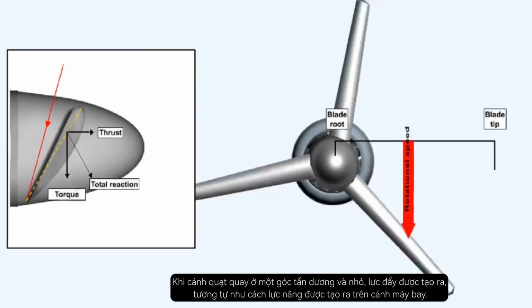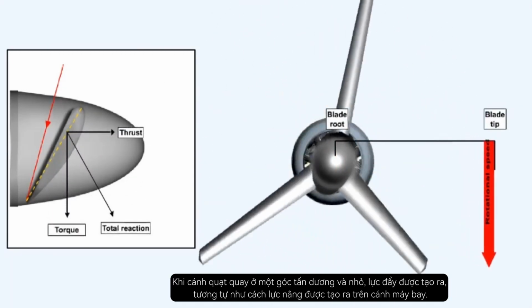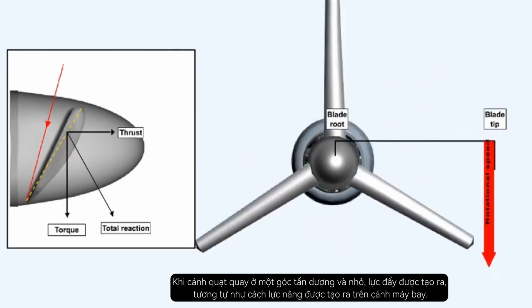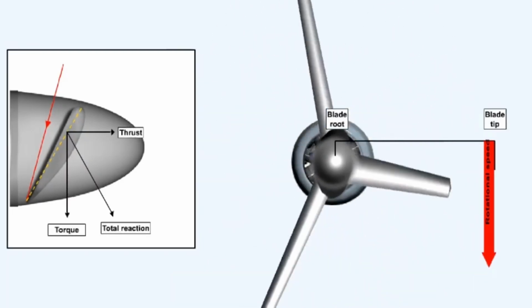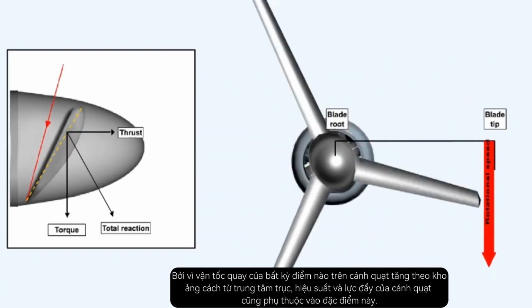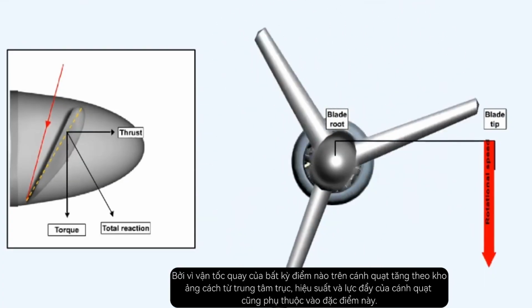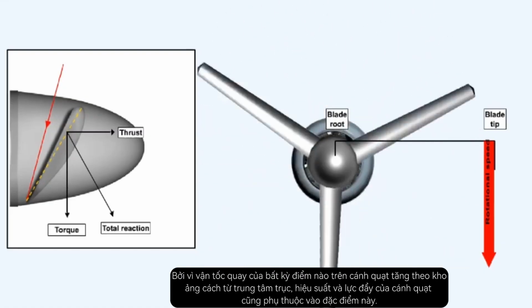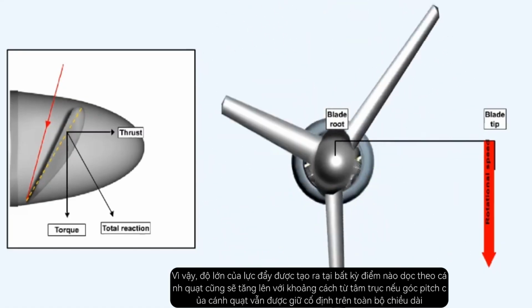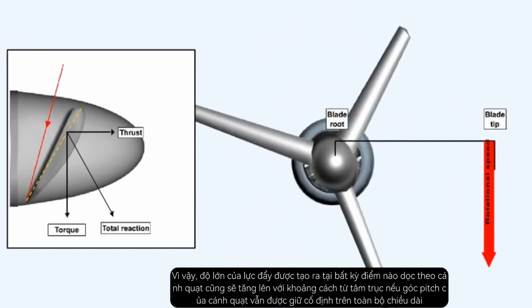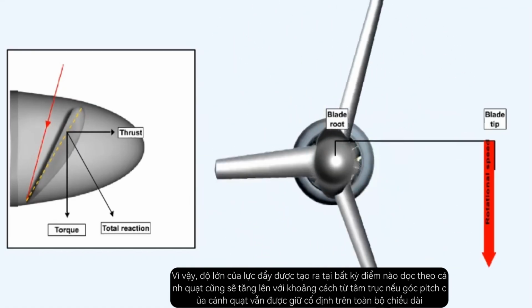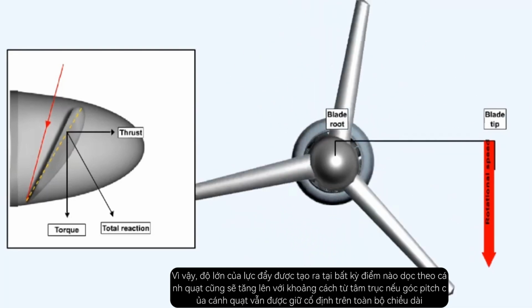As the blade rotates at this small, positive angle of attack, a thrust force is generated, very similar to the way in which lift is generated on a wing. Because the rotational velocity of any point on a propeller blade increases with increasing distance from the center of the hub, so the magnitude of the thrust generated at any point along the blade would also increase with this distance, if the pitch of the blade remained constant along its entire length.